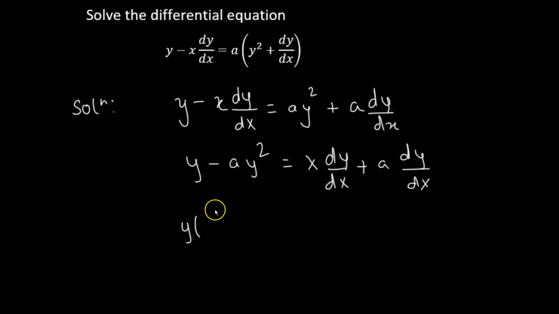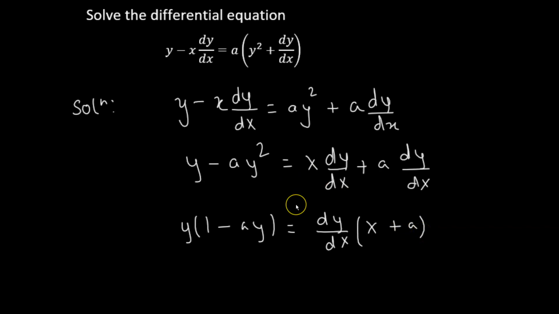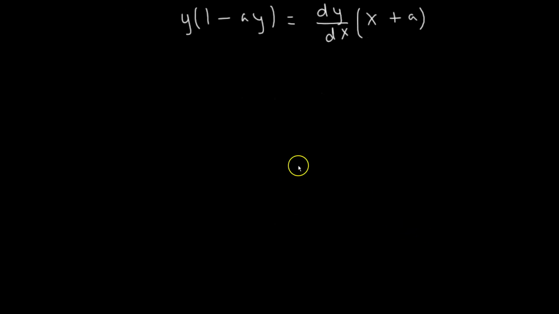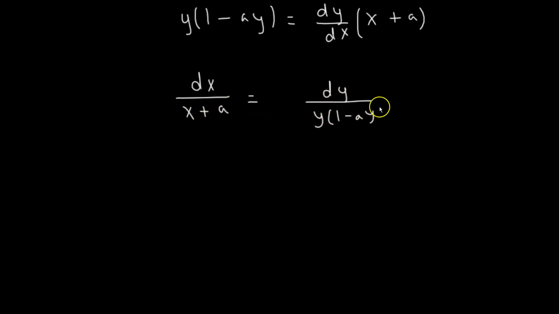Taking y as the common factor from the first two terms, we have 1 minus ay equals to, and we're going to take dy over dx as the common factor. So we have x plus a. Now we're going to separate the differentials. That should give us dx divided by x plus a equals to dy divided by y times 1 minus ay. So we have written the given differential equation in the separable form.